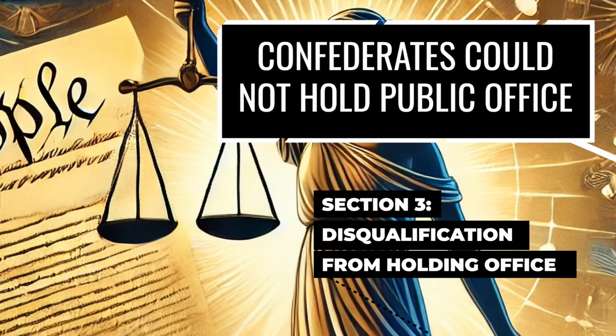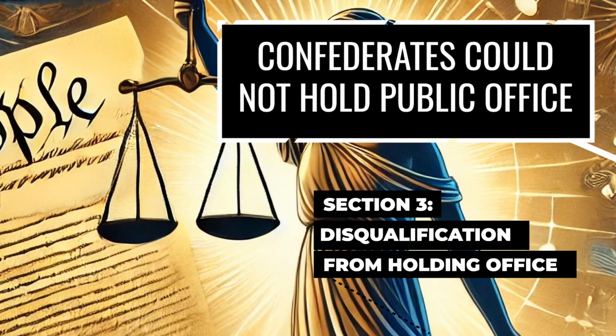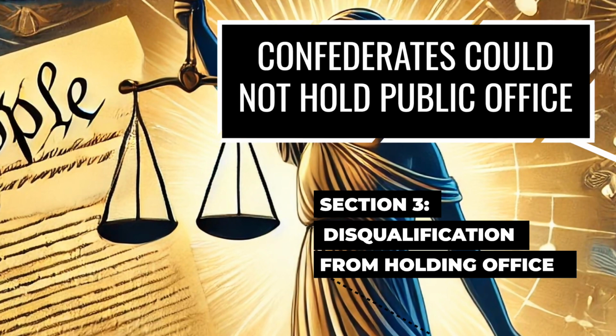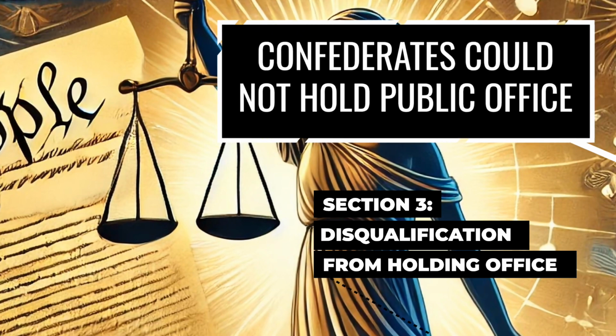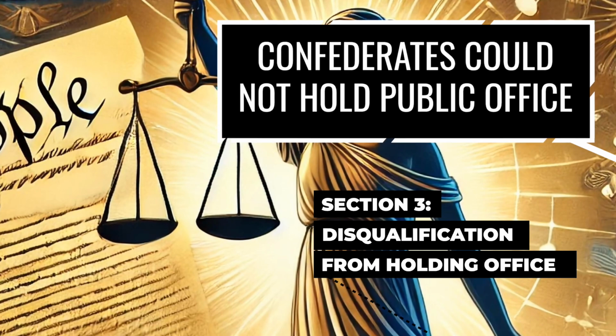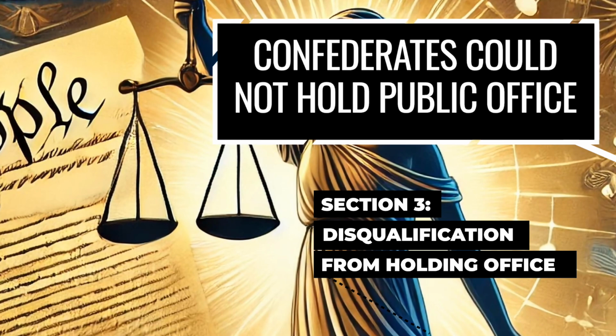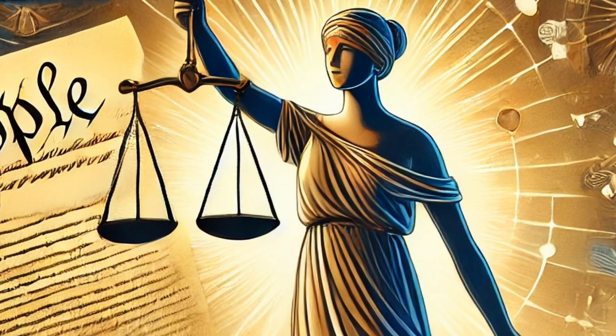This section aimed to ensure that individuals who participated in the Confederacy's rebellion during the Civil War could not hold public office. It reflects the tension of the Reconstruction era, as the Union sought to rebuild the nation while preventing former Confederates from wielding power.